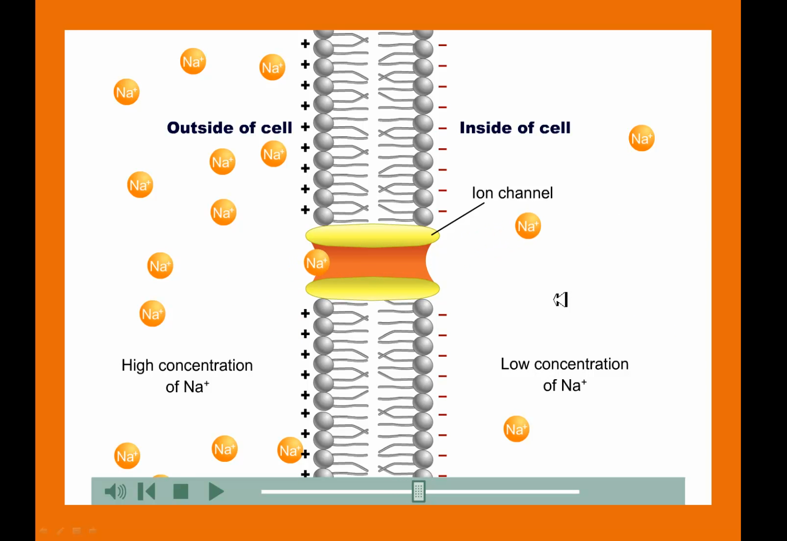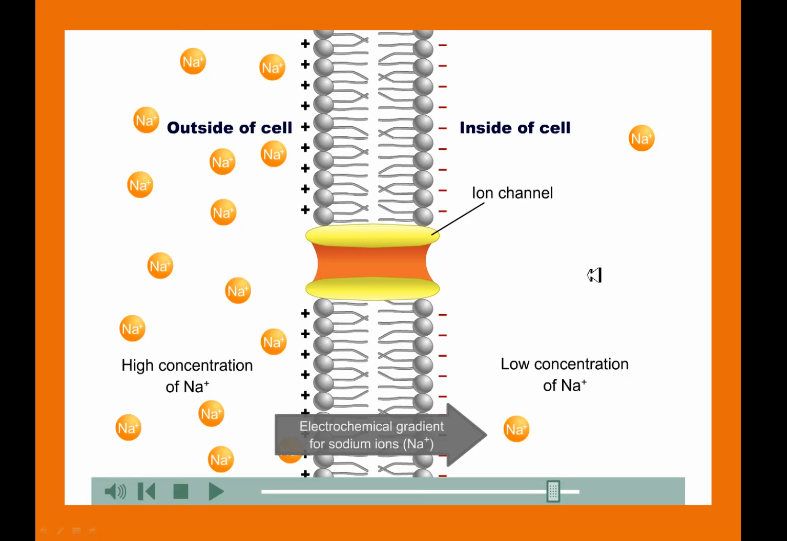Because ions are electrically charged, their movement is also affected by any difference in charge across the membrane. Here, the inside of the cell is negatively charged relative to the outside. The positively charged ions are attracted to the negatively charged interior. The two factors, a difference in electric charge and a difference in concentration, create an electrochemical gradient down which the ions flow spontaneously.